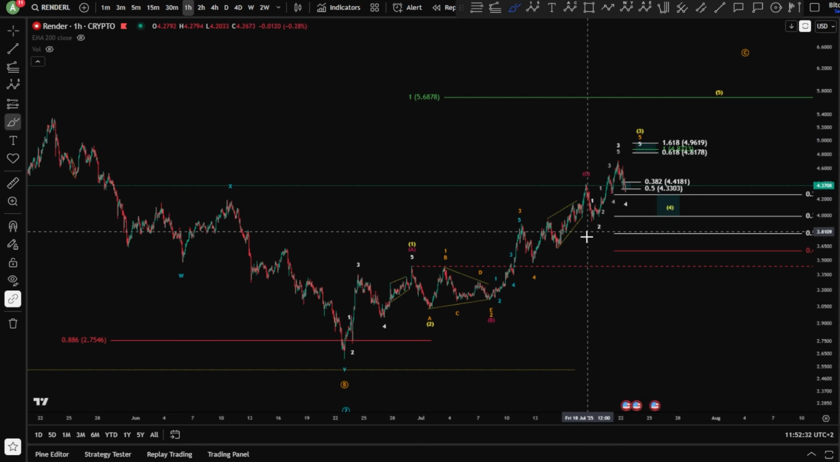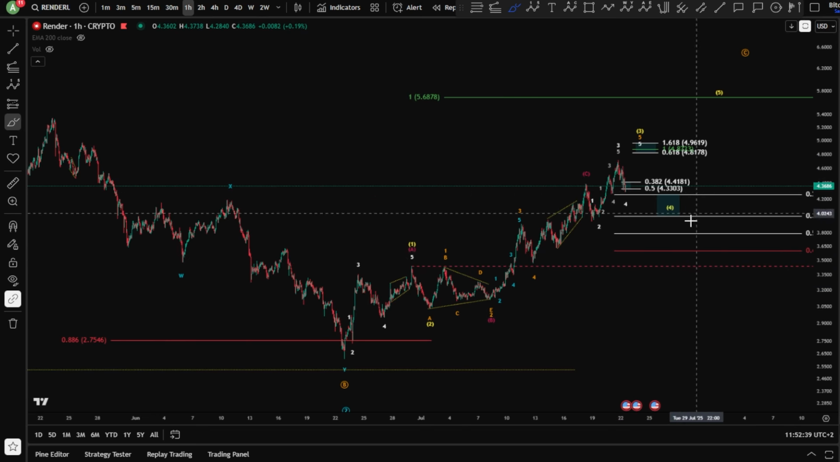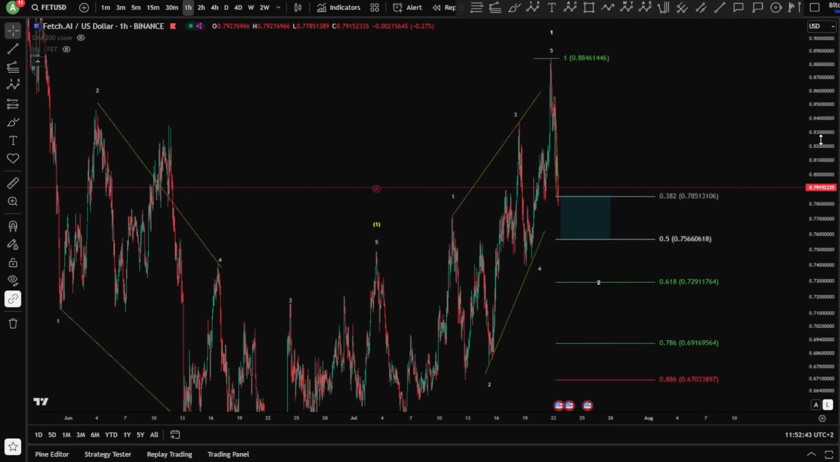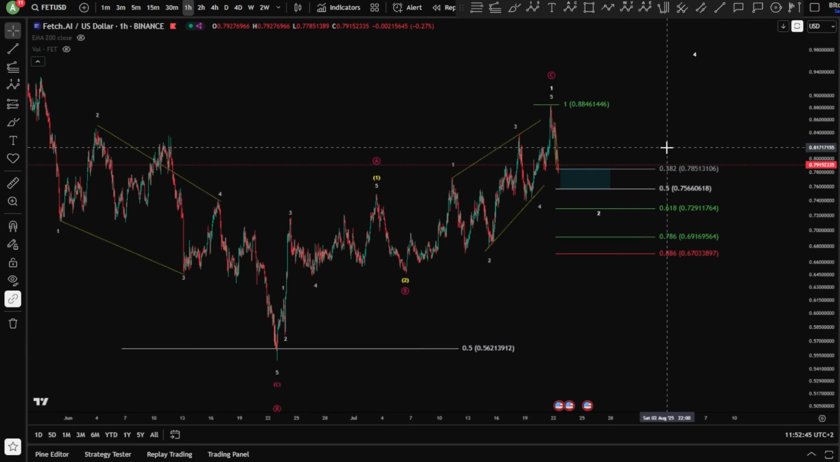And of course, this is the Elliott wave fractal concept for the impulses. So let's watch and see what's going to happen next. So let's move to FET, on the 1 hour chart.